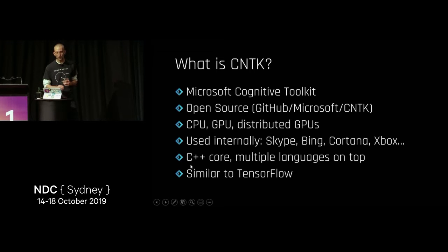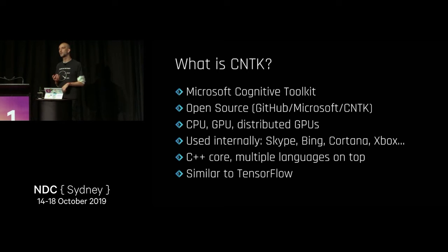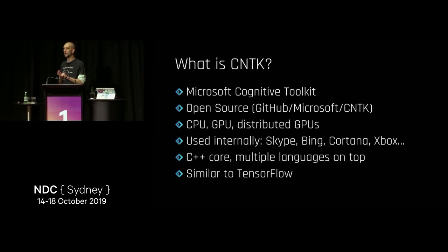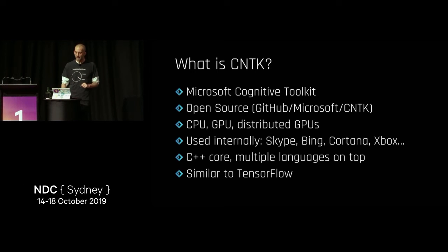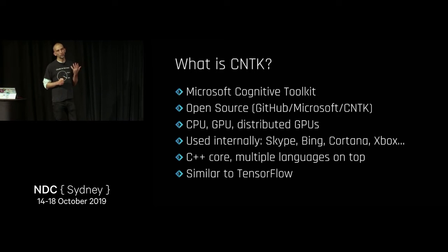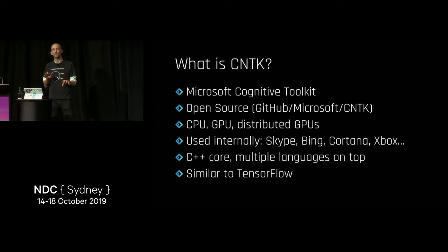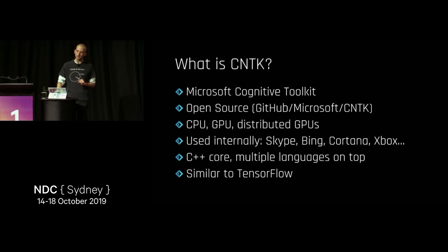Otherwise, the core of the library is written in C++, and on top of it, you have a bunch of APIs. You have a Python API, you have something called BrainScript, which is a language specific to it. You have a C# or .NET API, a bunch of things. And at a high level, if you've been looking at other deep learning libraries like TensorFlow, pretty much everything I'm going to talk to you about CNTK is correct about TensorFlow. The ideas are the same, some names are slightly different, but it should translate pretty easily.